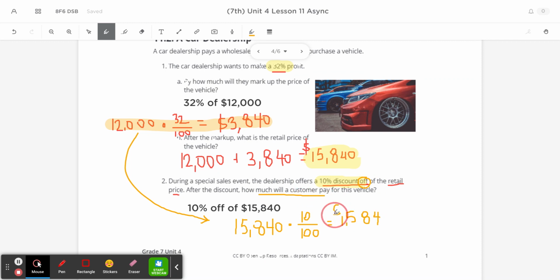If you get a discount of $1,584, that means that you need to subtract that discount from your original price, which was $15,840. And so if I take away from my original price $1,584, I will end up with the new price, or the price after the discount. In this case, the total price of the vehicle will be $14,256. And this is how discounts actually work.